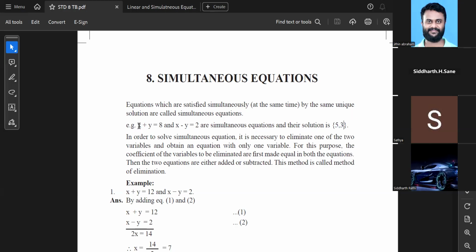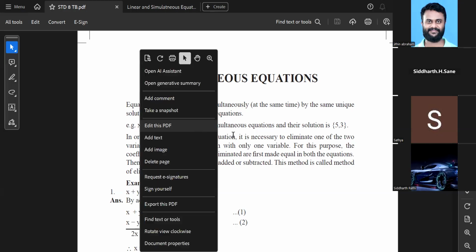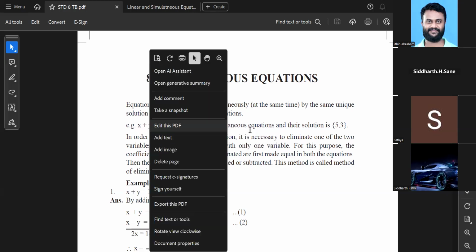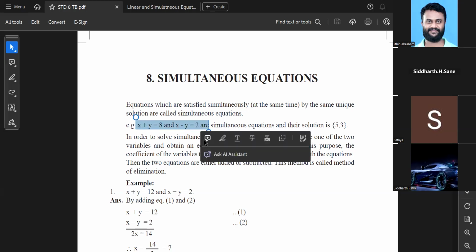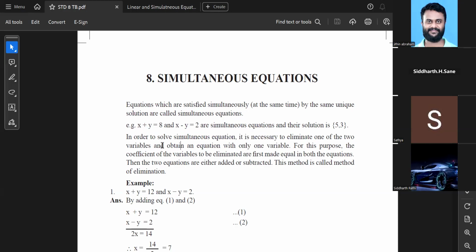So if I substitute 5 instead of x, and 3 instead of y, when I add 5 plus 3, I'll get 8. Very good. Then when I subtract 5 minus 3, as over here I have x minus y, again I'll substitute 5 instead of x and 3 instead of y. And when I subtract them, obviously 5 minus 3, I'll be getting 2. So 5 comma 3 is a unique solution, which means a single solution which can satisfy both the equations.